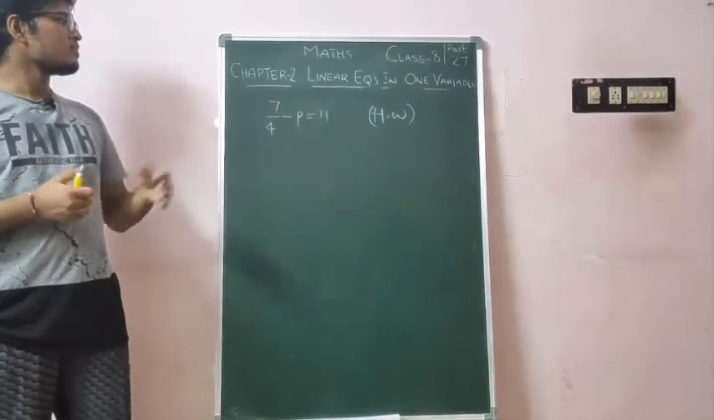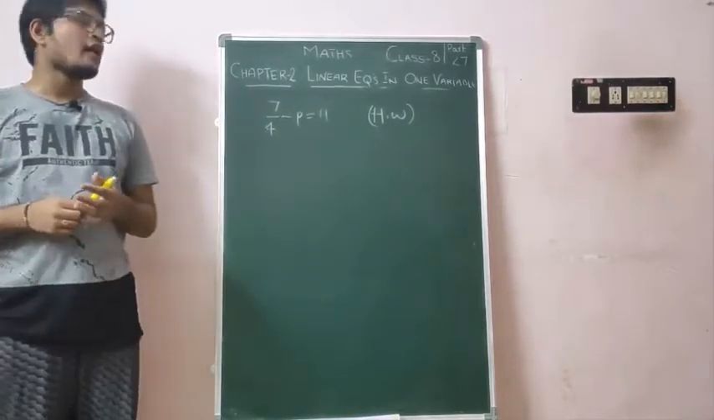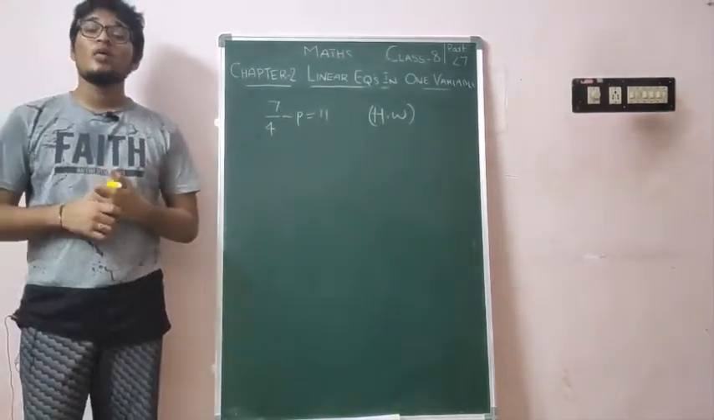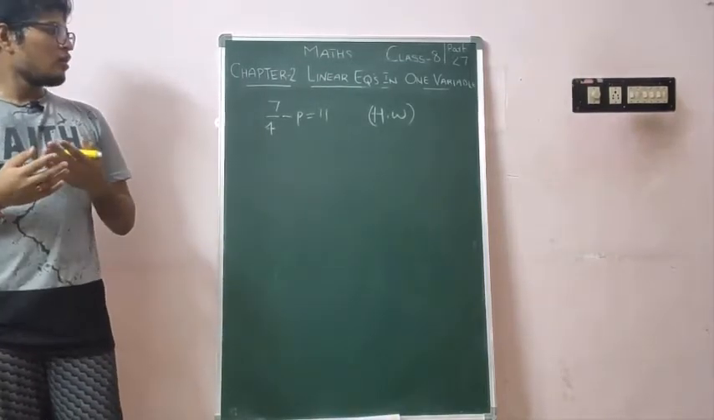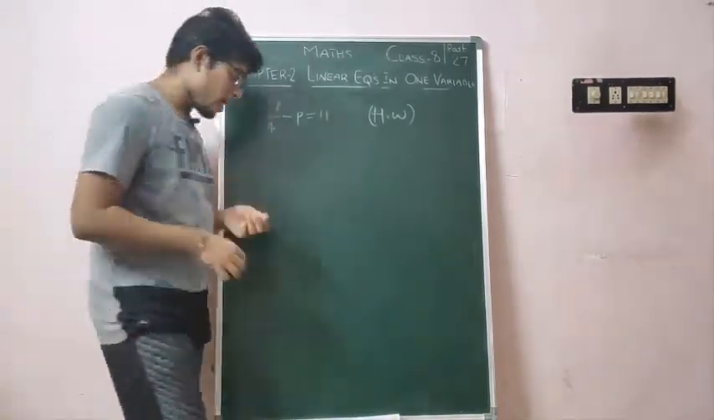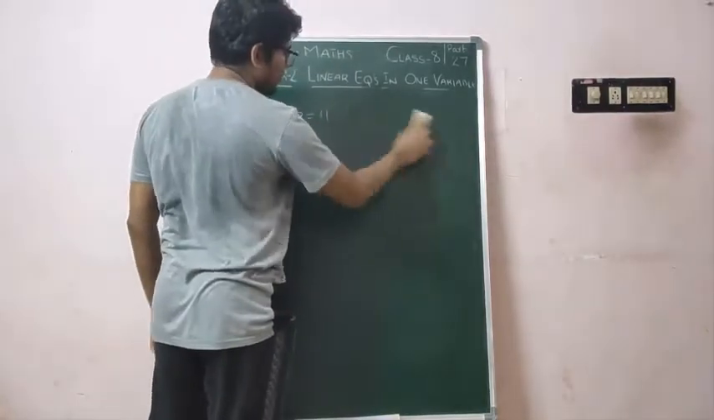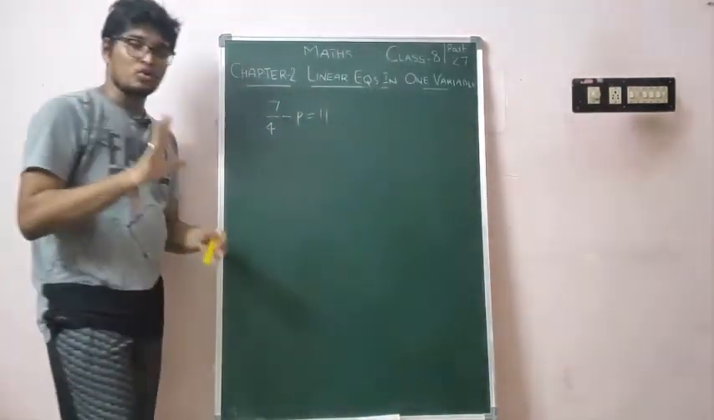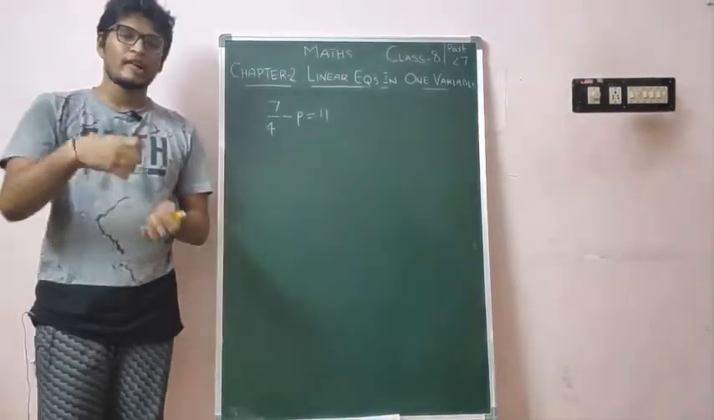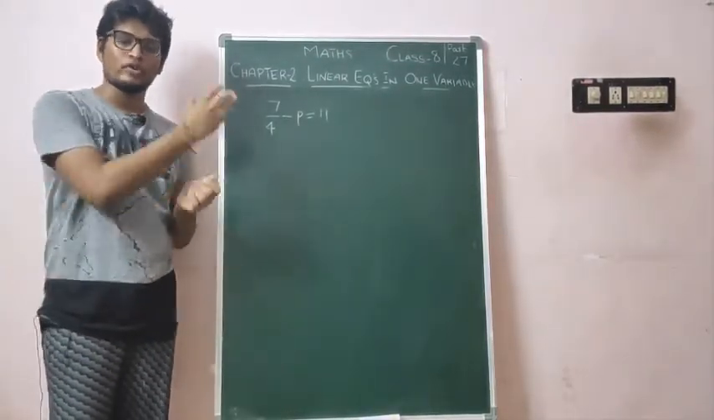So students, this is mathematics. Today our chapter 2 is linear equations in one variable, and this is class 8 part 27. Okay, now the last class I asked you to do this problem. If you have tried it, no problem. If you didn't try, give it a try. Just go ahead and try to solve this problem.